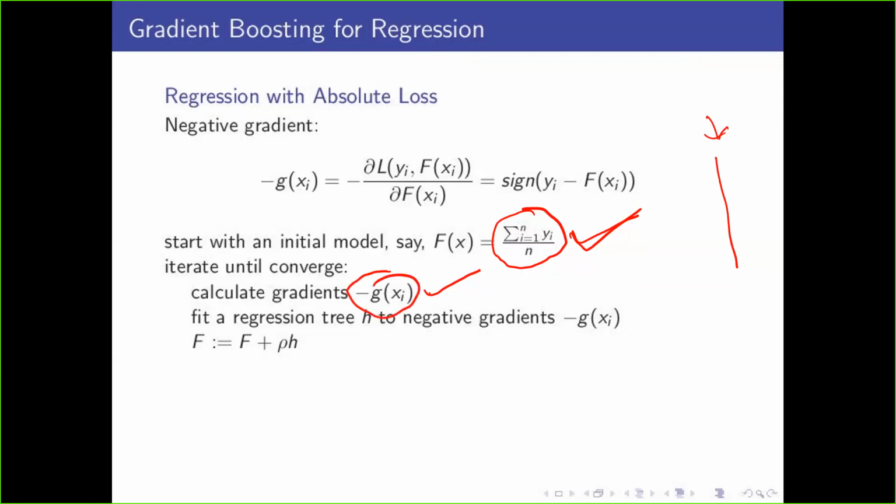Here you're taking the absolute loss. When you compute the gradient with respect to the absolute loss, you get this as the gradient. It's not the residual. Observe that, it's not exactly the residual, just the sign of y_i minus f of x.